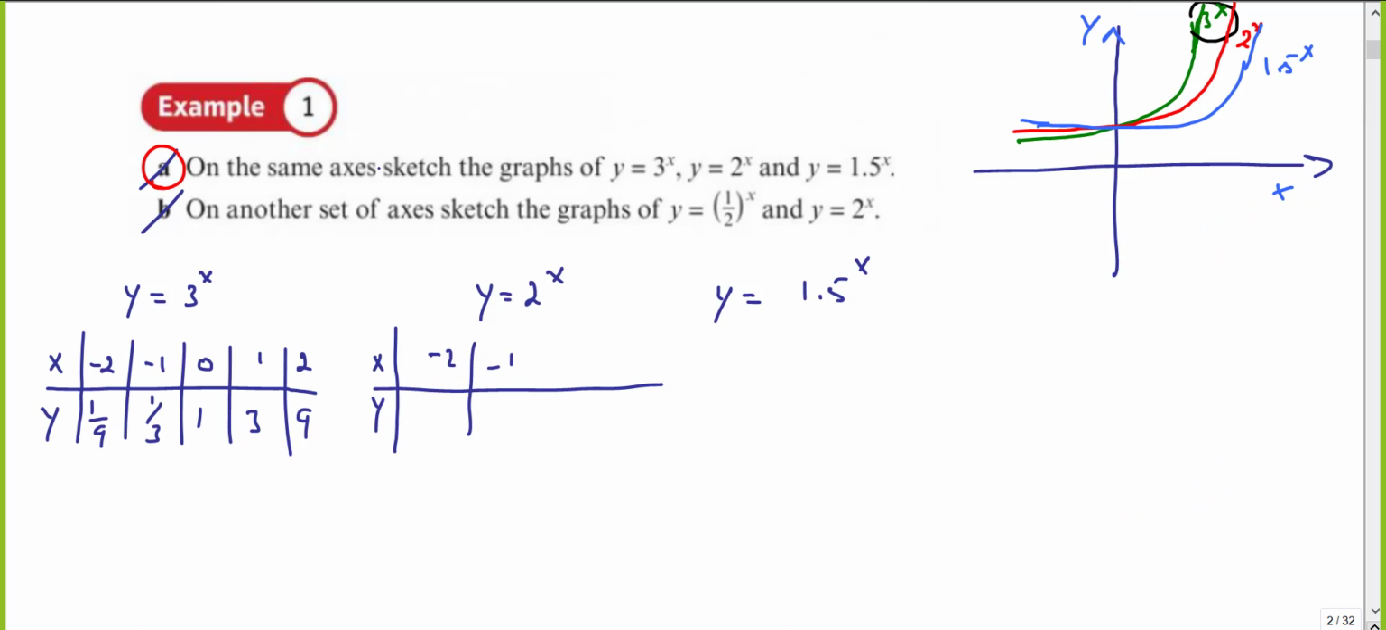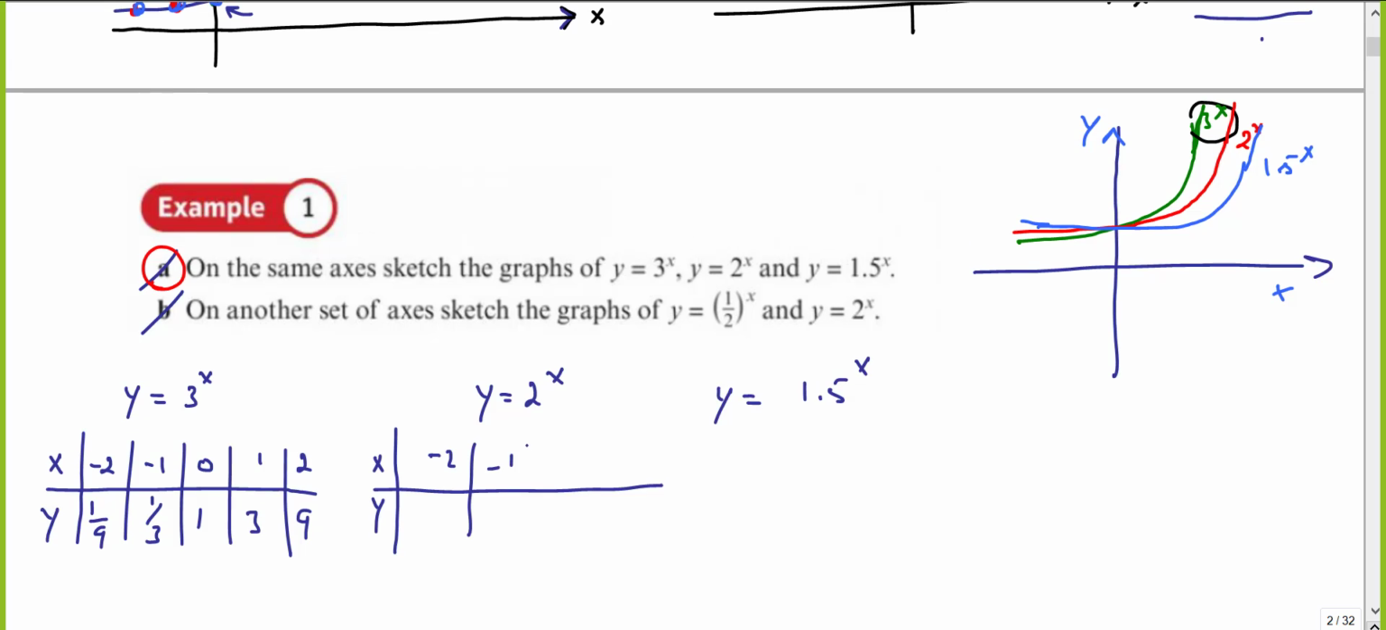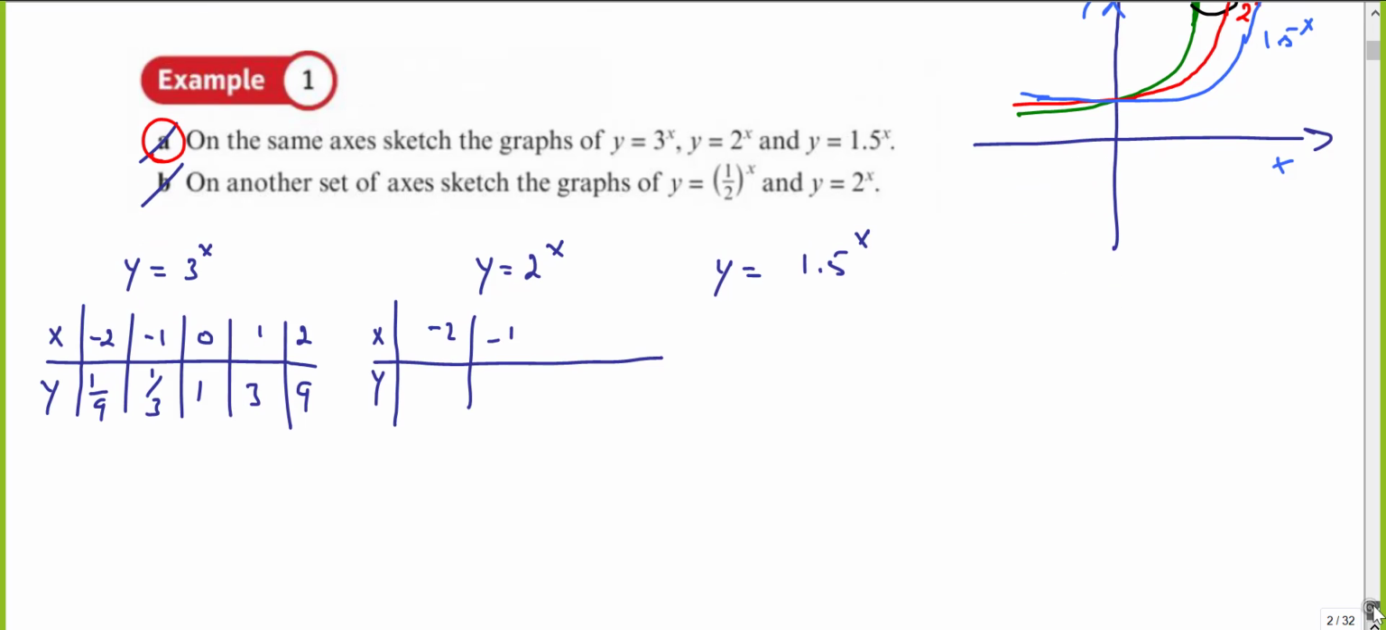So for the second table we will do the same thing. Same values: -2, -1, 0, 1 and 2. Substitute in this function y equal to 2 power x. You will get 1 over 4. You will get half. Get 1. Get 2. Get 4.